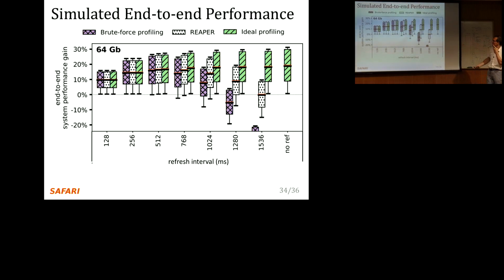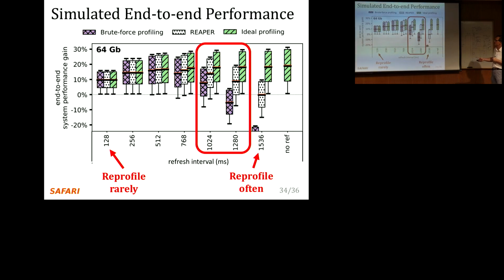There's a lot of methodology involved here, but basically, if you do brute force profiling, it becomes very undesirable at higher refresh intervals because you're really profiling a lot of things for a really long time. Reaper becomes much better at higher refresh intervals, so you can actually push the refresh interval higher. If you have ideal profiling, actually, that's the best. Ideal profiling doesn't consume any time, essentially. Here, you reprofile rarely. Here, you reprofile often. So you want efficient profiling mechanisms, especially in these regions over here. That's the refresh interval, higher refresh interval.